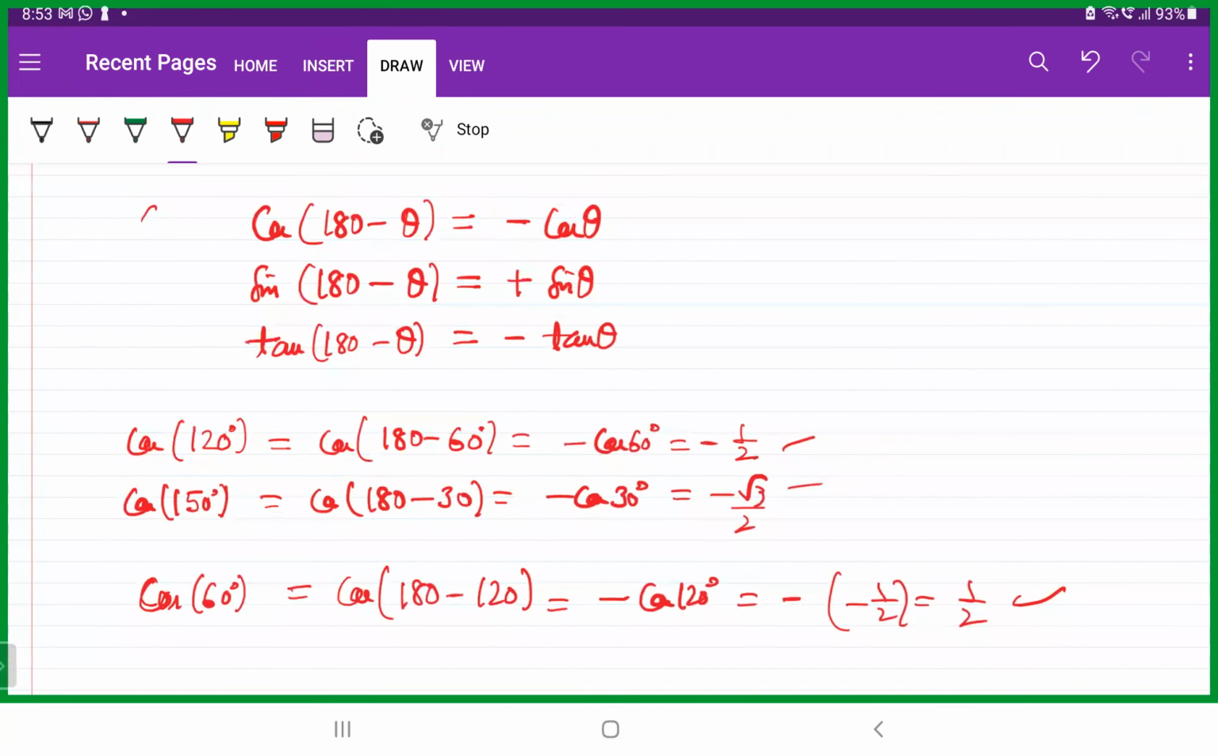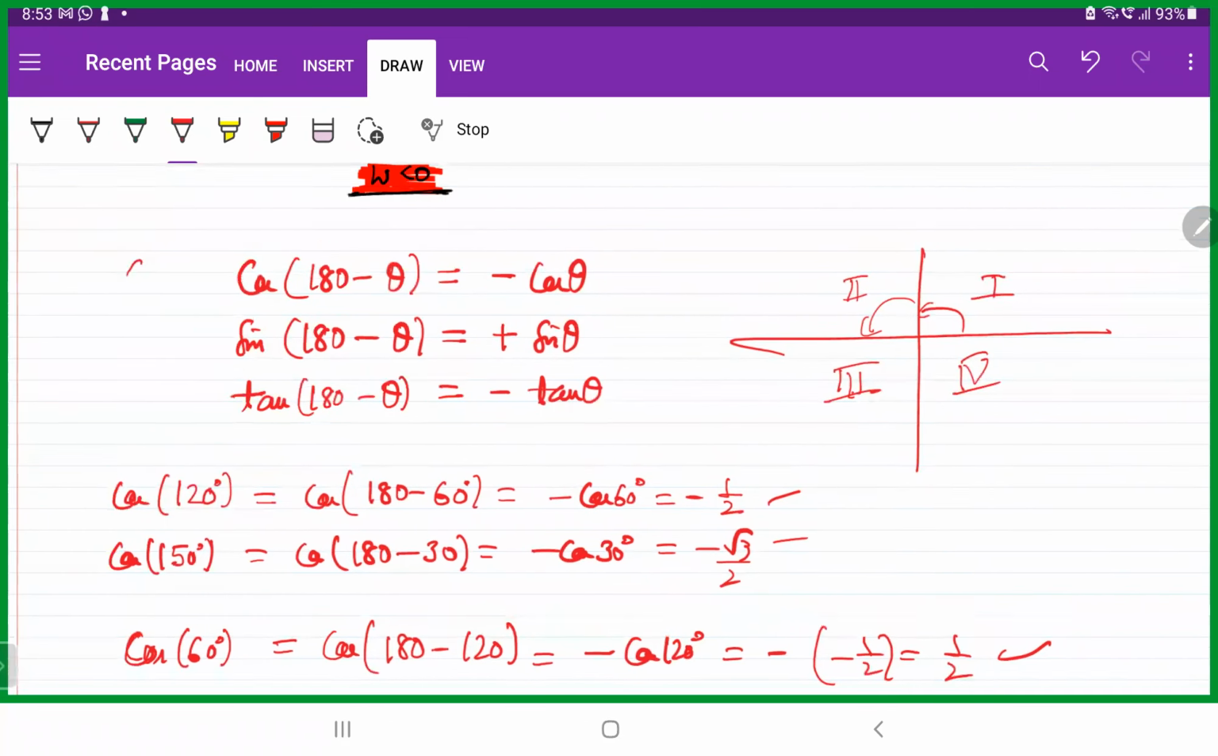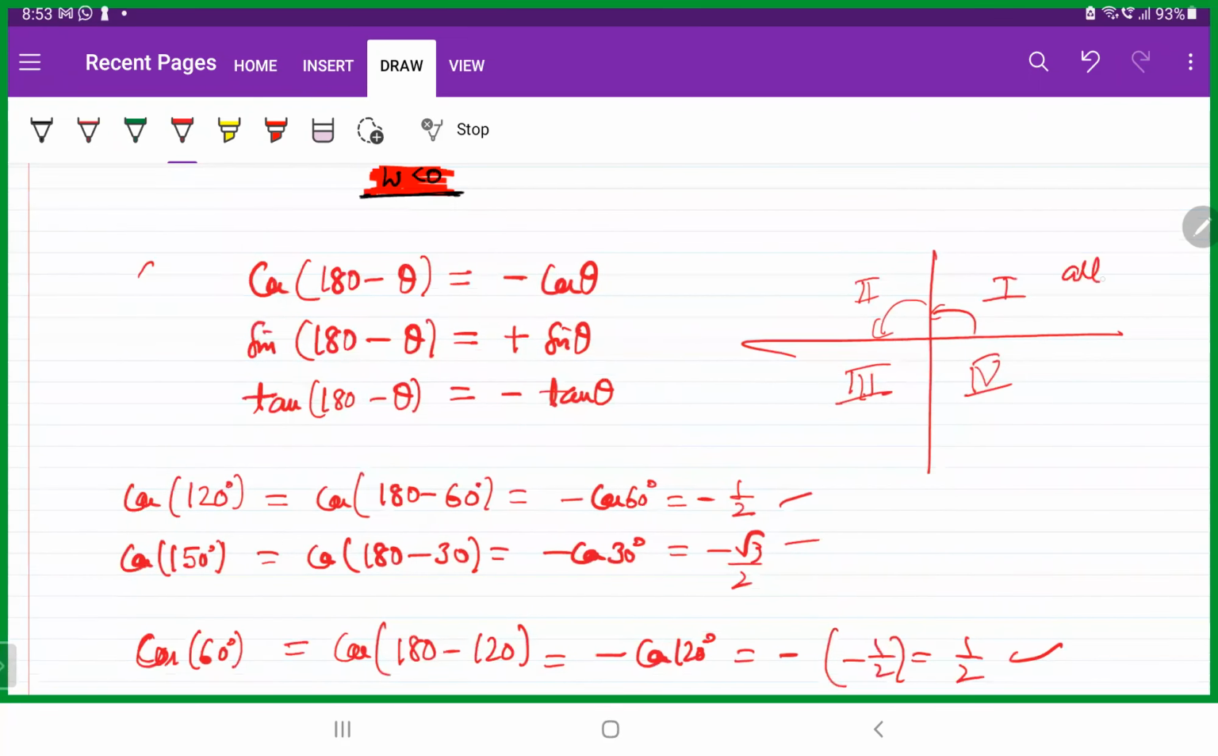But why should we do it? Because we should not apply it for cos 60, since 0 to 90, the first quadrant values, everyone generally knows. This is the first quadrant, 0 to 90. This is the second quadrant, 90 to 180. This is the third quadrant, 180 to 270. This is the fourth quadrant. In the first quadrant, all quantities will be positive: sine, cos, tan, everything positive. In the second, sine will be positive, and 1 by sine will be positive.